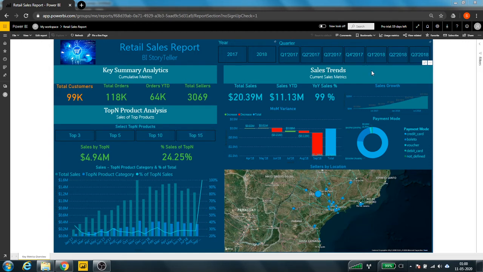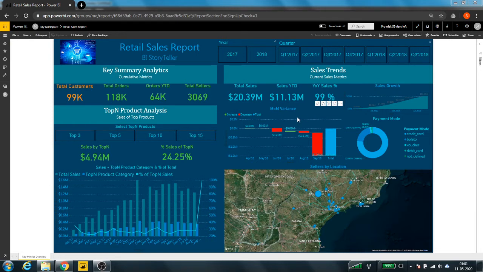Then we have the sales trends. We have the total sales. We have the sales YTD, which is for the year of 2018, and then the year-on-year sales percentage, or the increase, however the sales trends are moving. Then over here, there's a small chart showing you the sales growth on a daily basis. So as you can see, all the way from 2017, the sales have been going up. So this is a good trend to see.